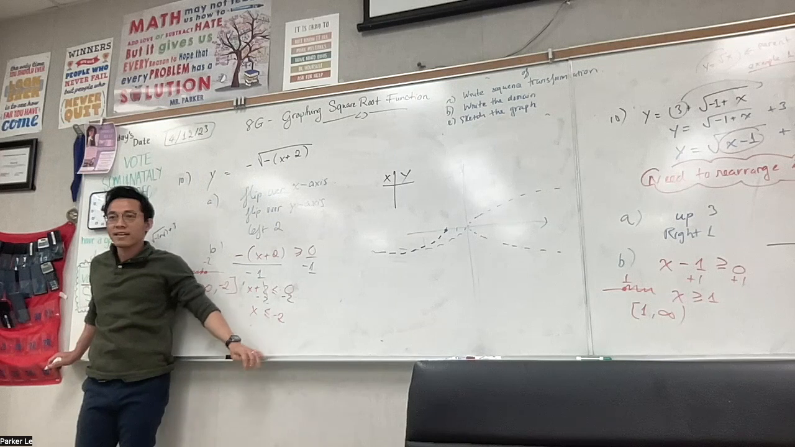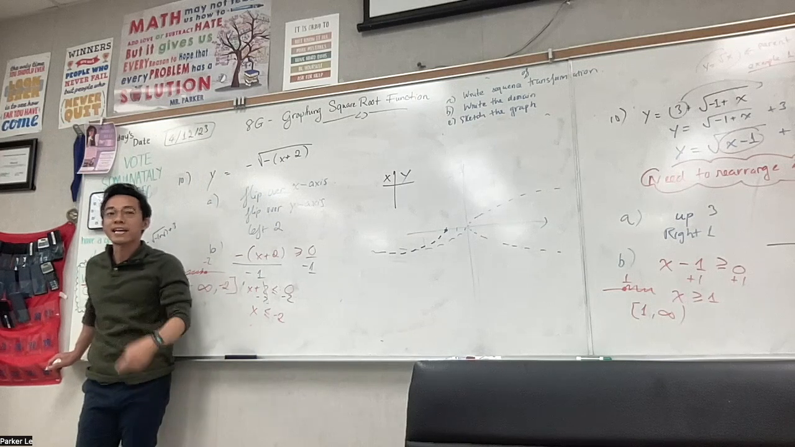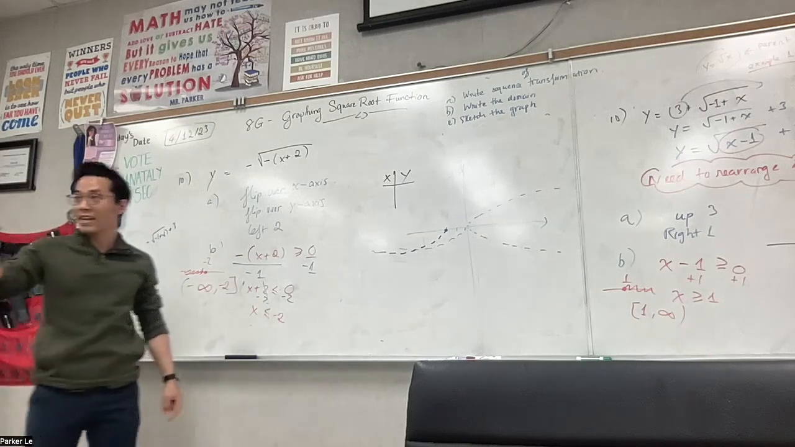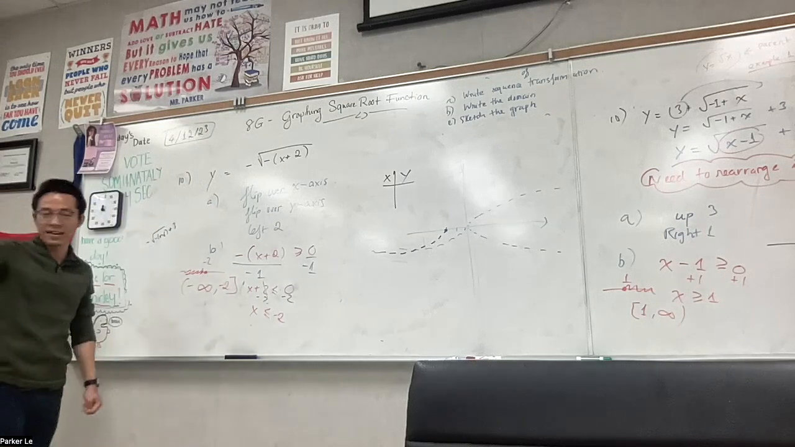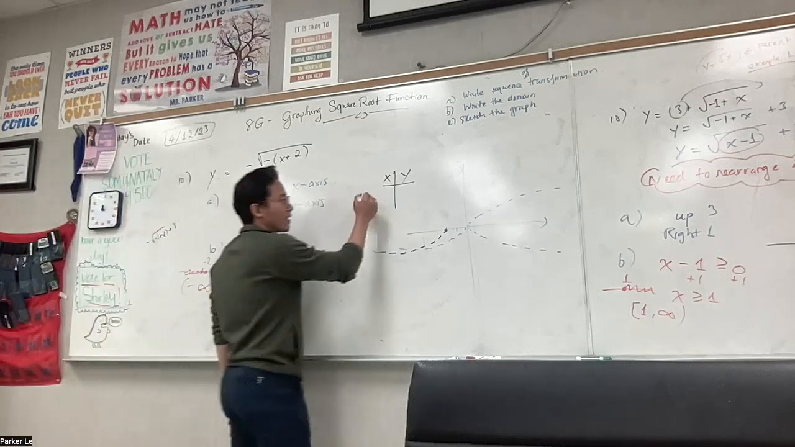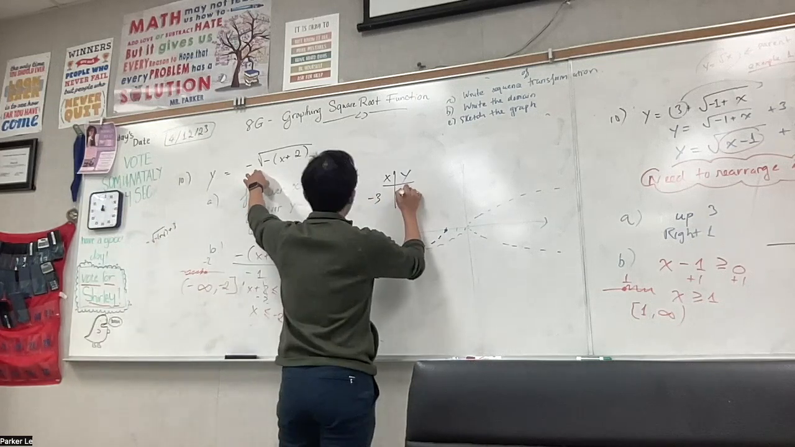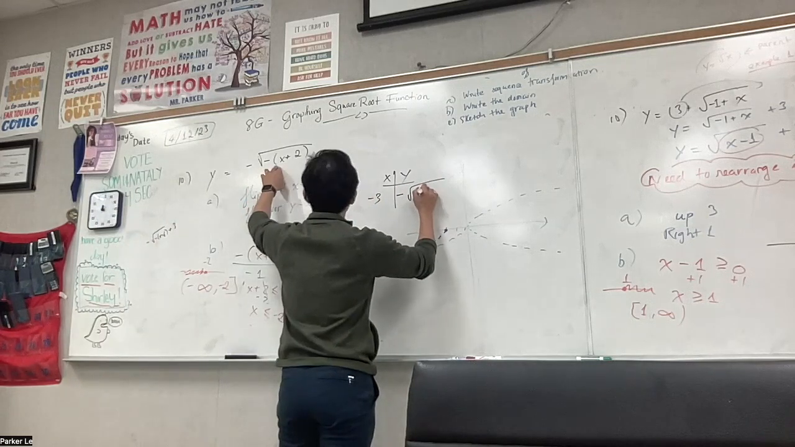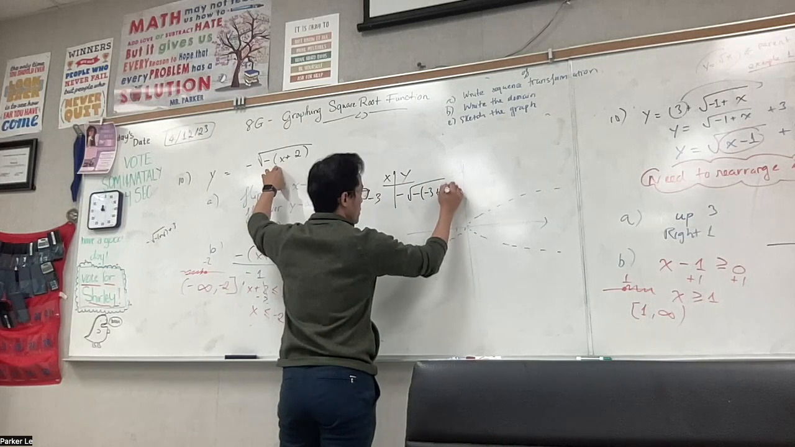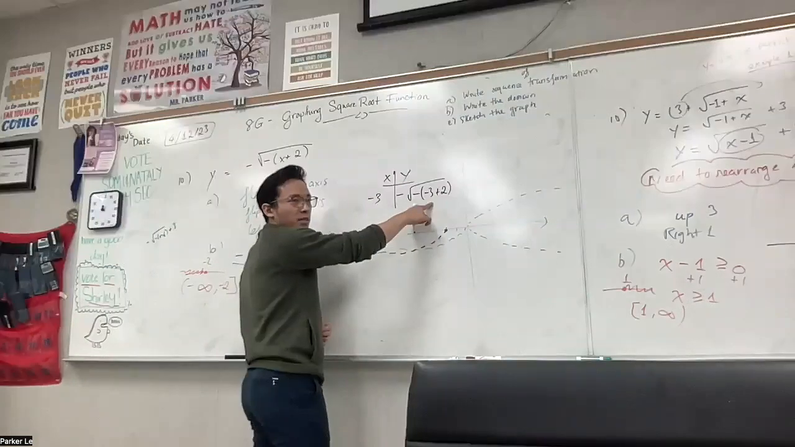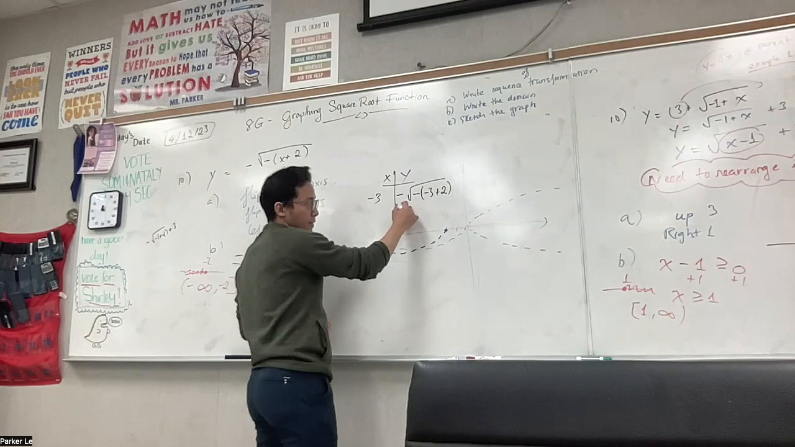So -3. Negative 5. Negative what? -3. Negative 3. Very good. Did you say that too? Okay, Guadalupe and Andrea. Negative 3. Why is negative 3 good? Look at it here. You have negative square root of negative 3 plus 2. What is negative 3 plus 2? Negative 1.